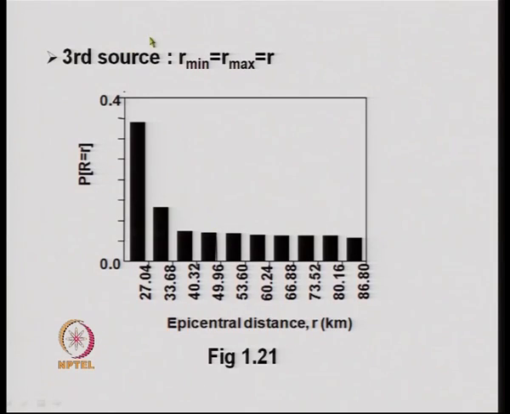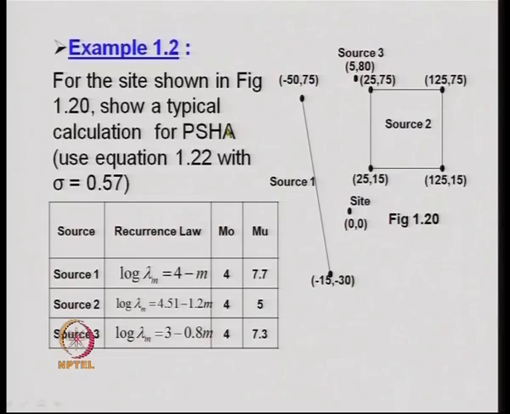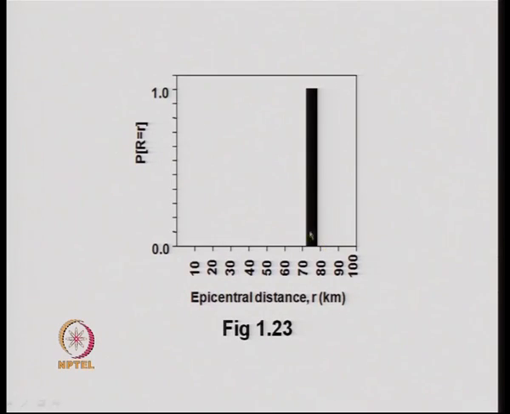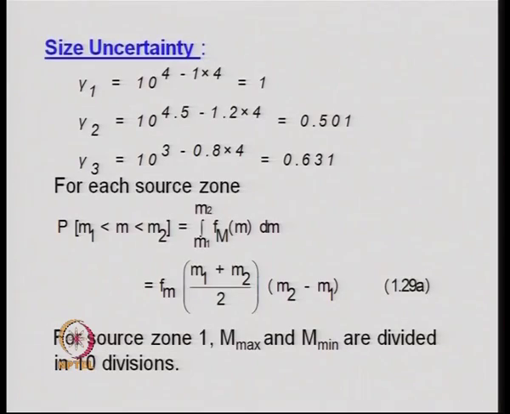In the same way, the probability of occurring earthquake with a certain epicentral distance for the third source can be computed, but it is seen here that since it is a point source, it involves only one epicentral distance. So, the probability of its occurrence is 1. Next, we find out the size uncertainty.